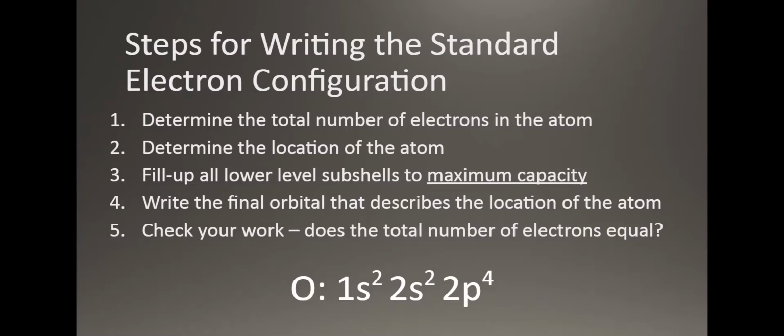And then we're going to check our work. Does the total number of electrons equal the superscripts? If we look at this for oxygen, we have 2 plus 2 plus 4. Well, that's 8, which is the atomic number for oxygen. So we are good.